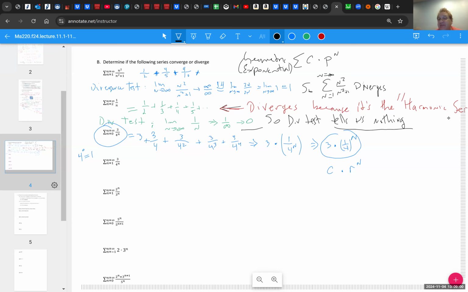However, because it's geometric, we immediately know whether this converges or diverges. R is between -1 and 1. That's our R value right there, right? Remember, R is the number being raised to the exponent. It's the base. R is between -1 and 1. So we know immediately that this thing converges.